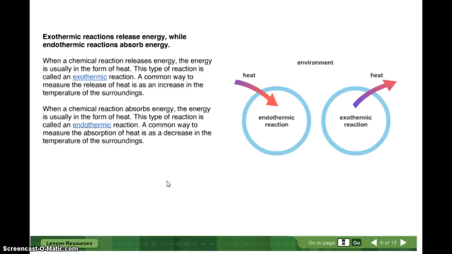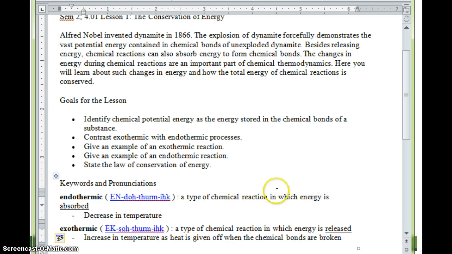When a chemical reaction absorbs energy, the energy is usually in the form of heat. This type of reaction is called an endothermic reaction. A common way to measure the absorption of heat is as a decrease in the temperature of the surroundings. So I added to our notes a decrease in temperature under endothermic, and an increase in temperature as heat is given off when the chemical bonds are broken under exothermic.